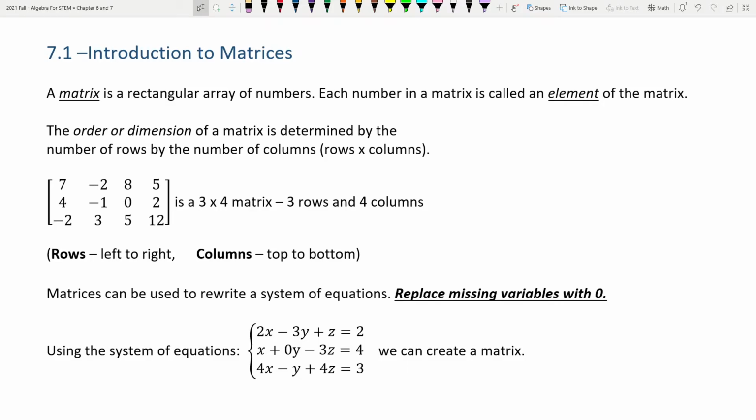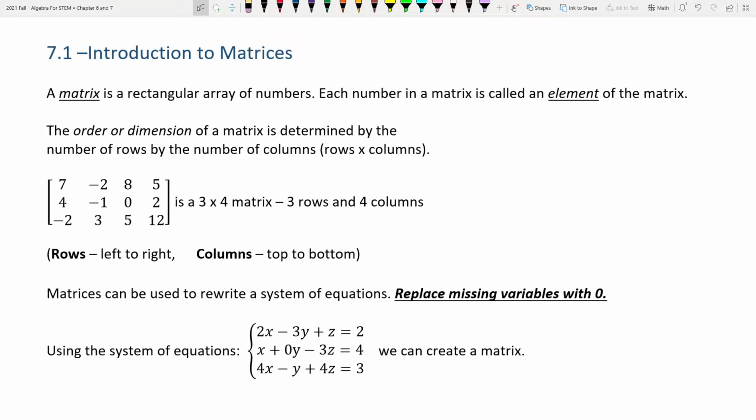Welcome back, everybody. Today we're going to cover 7.1 and a bit of 7.4. Chapter 7 is about matrices, and we're just going to cover enough about matrices to solve systems of linear equations. A matrix is just an array of numbers. Each number in the matrix is called an element of the matrix.